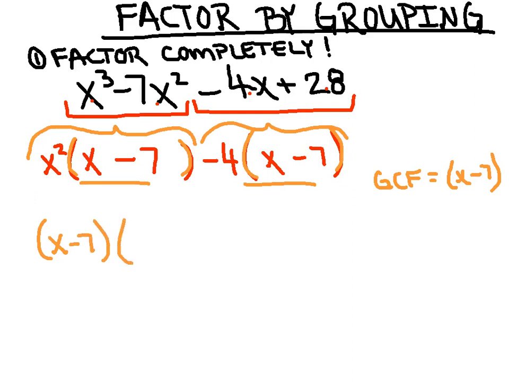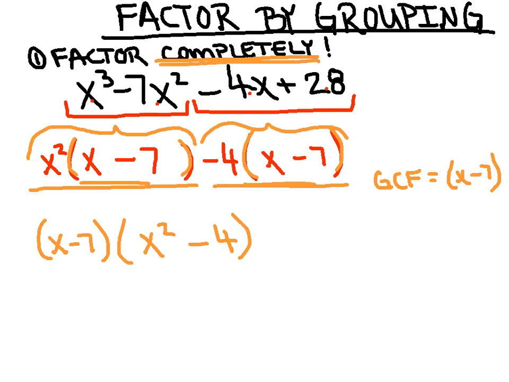and now try to decide what's left. If I divide this entire first term by the quantity x minus 7, I am simply left with x squared. And then if I divide this second term by the quantity x minus 7, I'm left with minus 4. All right, now we can finally see the light at the end of the tunnel. We're almost there. But I'm going to simply ask myself, is this factored completely? And the answer is not quite.